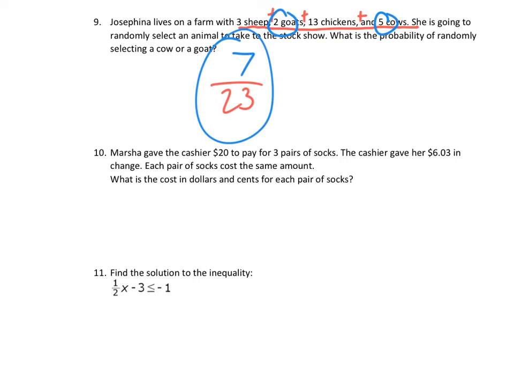So she gave the cashier $20, and she got $6.03 in change. So what I'm going to do is subtract those two, because I want to know how much she paid for the 3 pairs of socks.